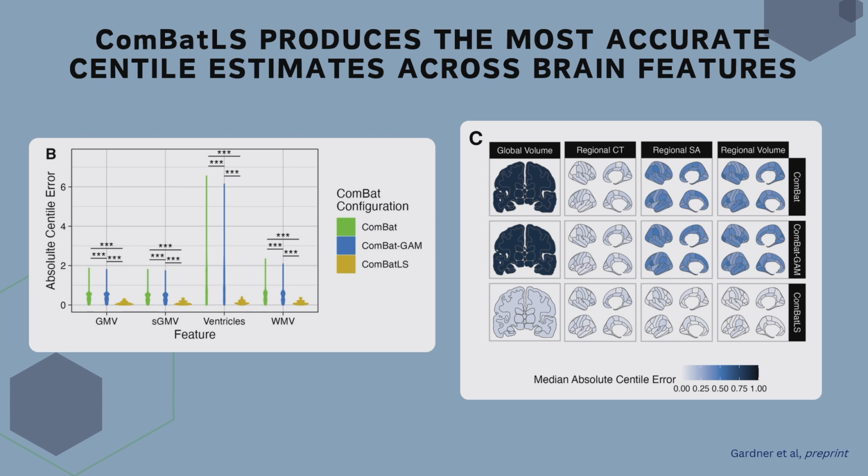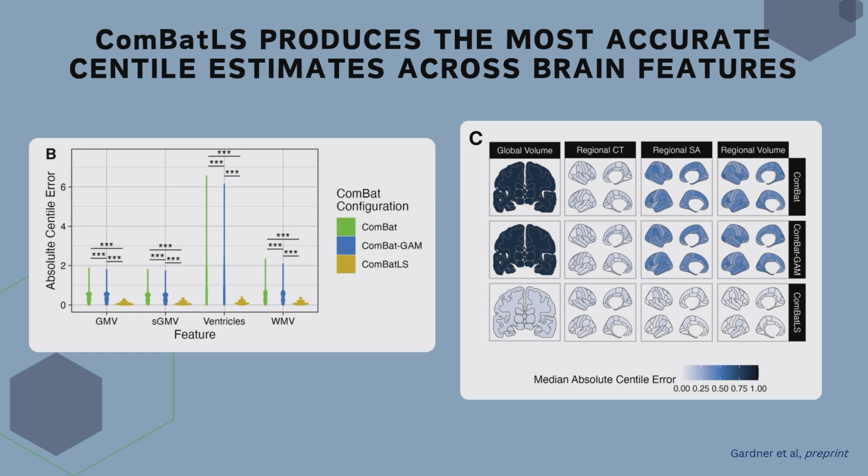So what's really exciting is that these results held across all of our replications for the vast majority of brain features, and when we varied the ratios of males and females in each of our simulated sites. So great, all of this is showing that ComBatLS does the best job of preserving covariate effects, which is very exciting, and we need those to get accurate normative scores.